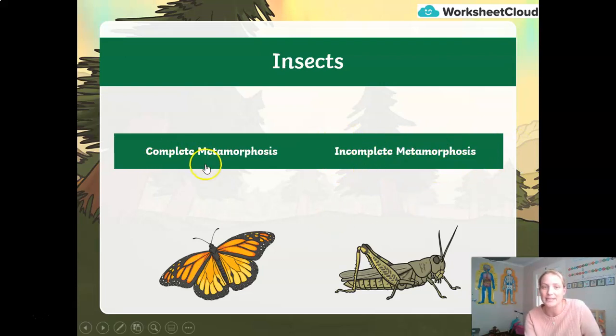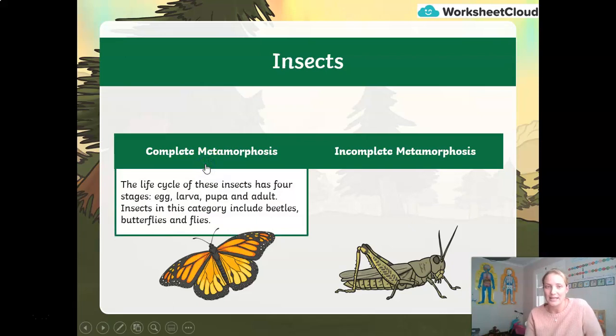So if I click on complete, it should tell us that. Right, a complete metamorphosis. The life cycle of these insects has 4 stages: eggs, larva, pupa, and adult. Okay, and those would include insects such as beetles, butterflies, and flies. The word metamorphosis here means change. If something metamorphosizes, it changes completely. So a complete metamorphosis, the egg and larva and pupa stage of a butterfly look absolutely nothing like the end adult. They have completely changed.